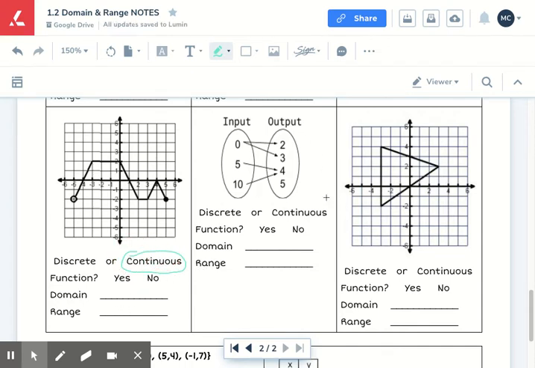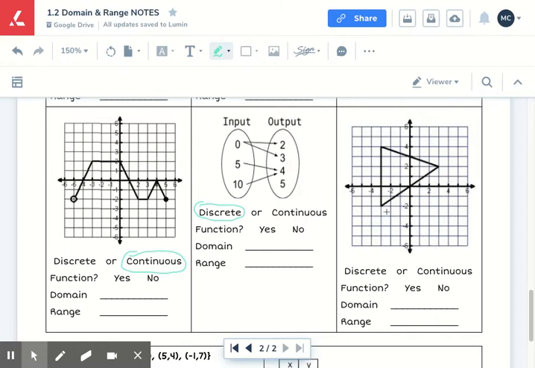Next one we have here is a mapping. We looked at mappings yesterday. We want to know if this one is discrete or continuous. So the only information we actually have about this one is individual x values going with individual y values. So I don't have the information about the in-betweens, so that means this would have to be discrete.